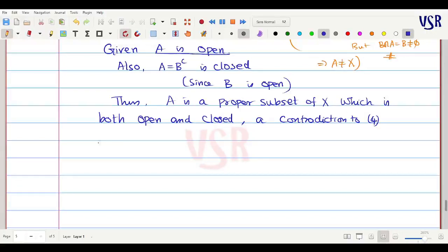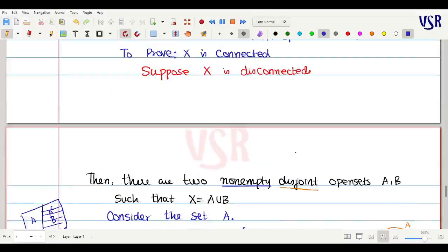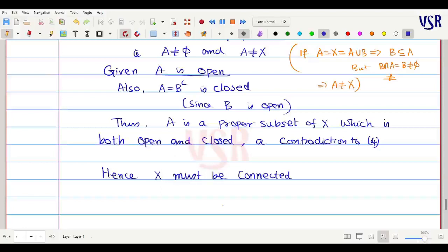Hence the whole set X must be connected. Right? We assumed that it is not connected, and from that came this whole story. Suppose X is disconnected; from that assumption I found a set A which is both open and closed. That cannot be, so X must be connected. We got such an A only because X was disconnected. So the assumption of disconnectedness must be wrong, therefore X must be connected. So this implies that 4 implies 1.